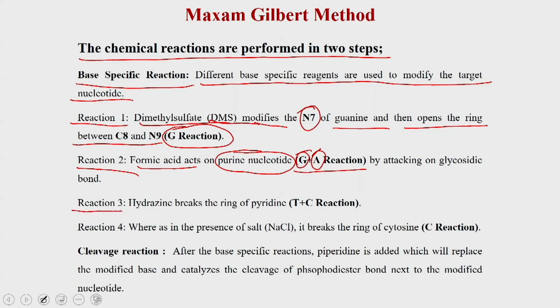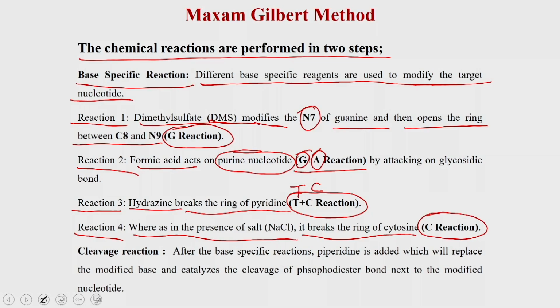Now, in reaction 3, you are going to use hydrazine, and that will modify all the pyrimidines, that is, the thymine as well as the cytosine, and that is called the T plus C reaction. So, you can see that we have used 4 different reagents, and all these 4 reagents are specifically modifying either the guanine, or adenine, or thymine and cytosine, or the cytosine reaction.